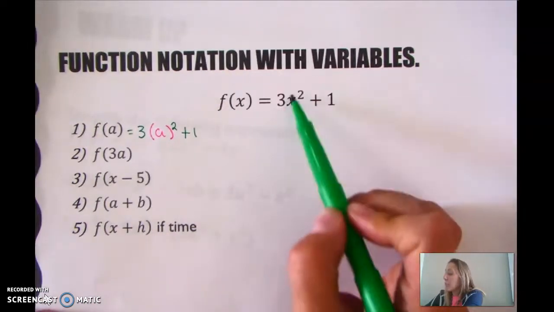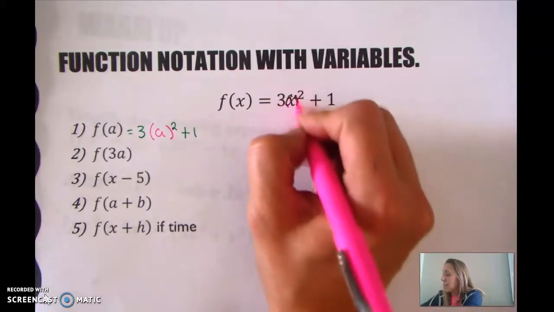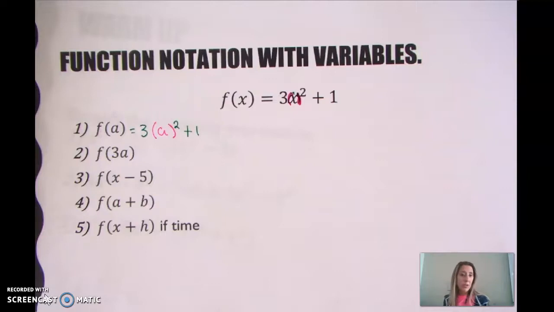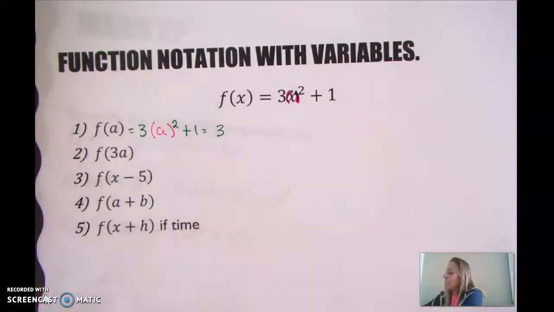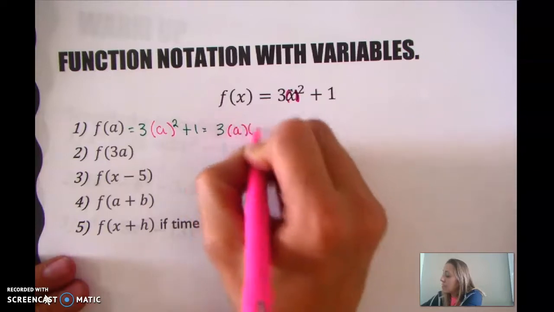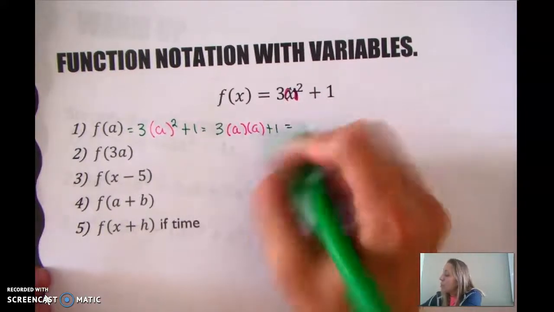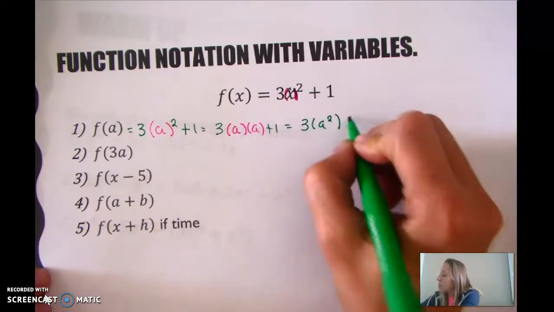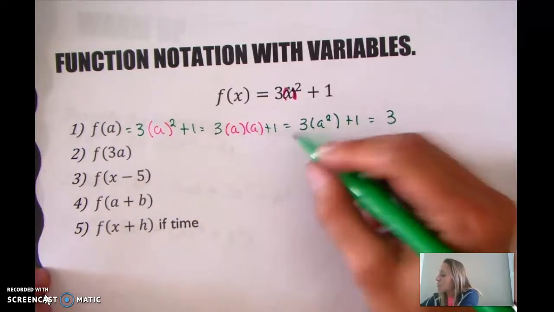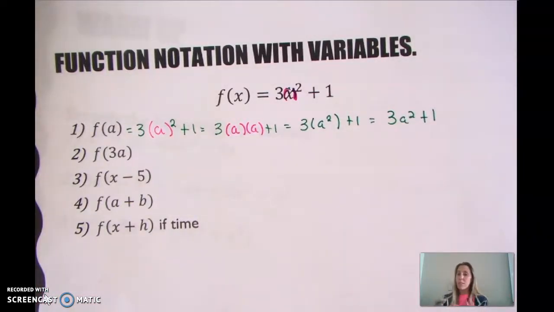The one thing that I notice that students struggle with the most with this is that when we're doing the input, we're literally just replacing the x. Just the x. So everything around it is part of the function. So if I'm doing that, then I get equals 3, and a squared is a times a plus 1, which equals, well, a times a is a squared, so 3 times a squared plus 1, which is just equal to, I'm going to distribute that 3 to the a squared plus 1. And now I've combined all my like terms, I've got everything together.